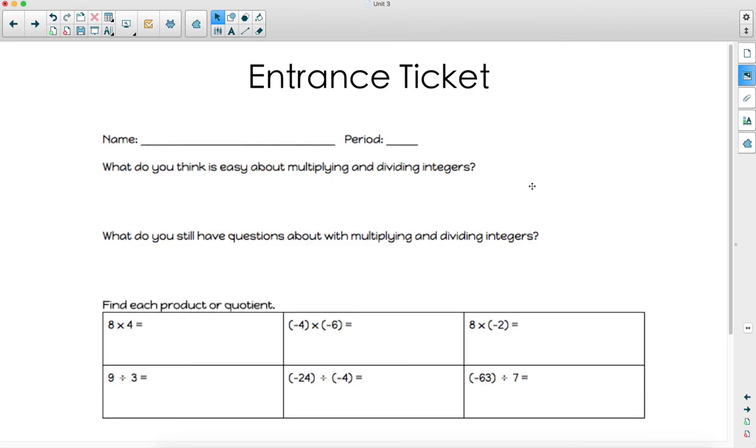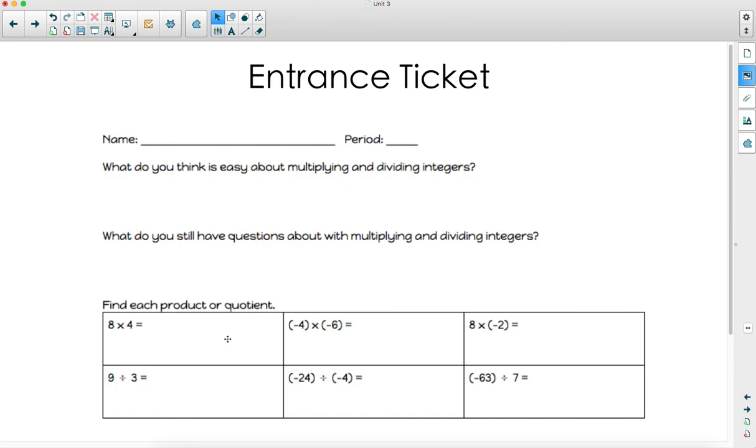Okay? And then once that is finished, I need you to go grab this entrance/exit ticket. And I want you to fill this out. Okay, so I want you to write down one thing that you think is easy about multiplying and dividing integers. So why do you think this is going to be easier, say, than subtracting and adding integers? And then also try to think of one question you still have about multiplying and dividing integers and write it down. And this way I can address any questions that you have much sooner.